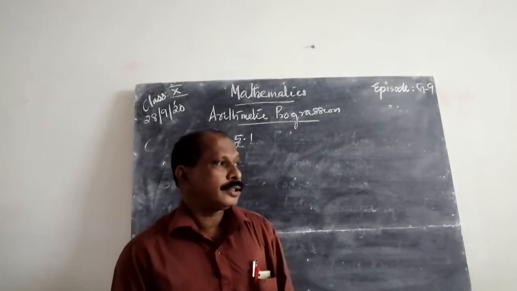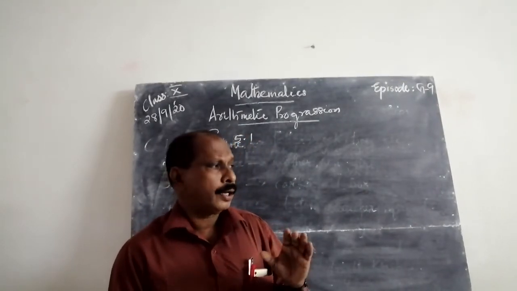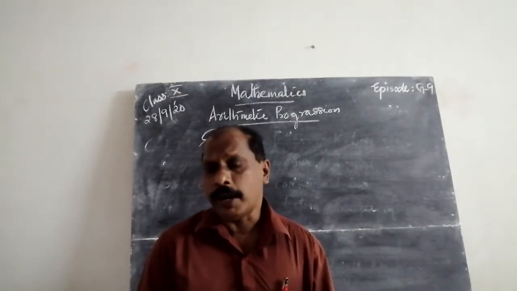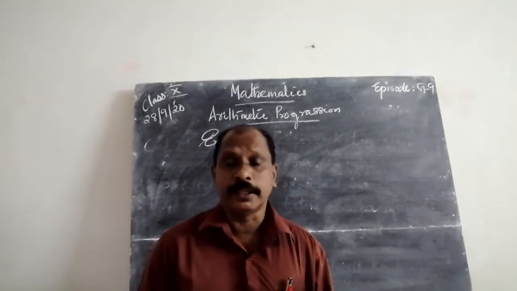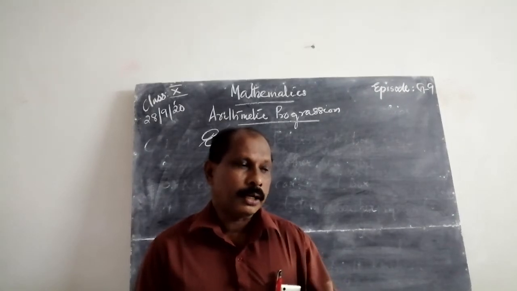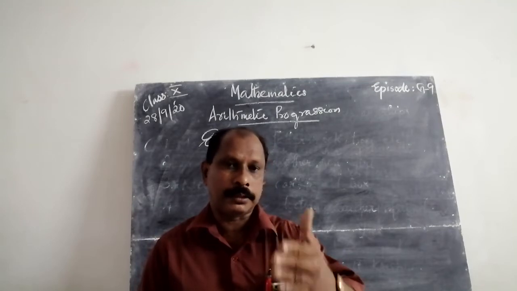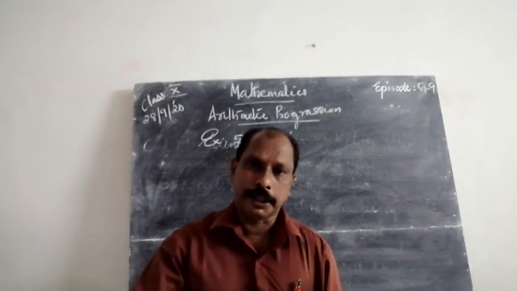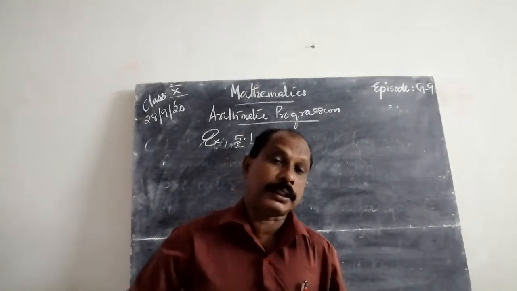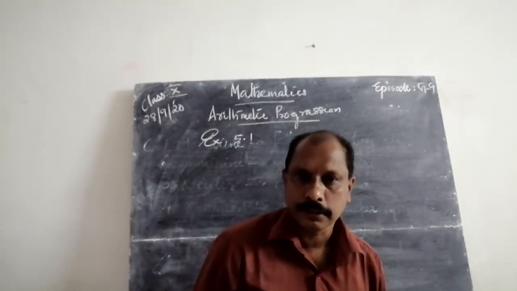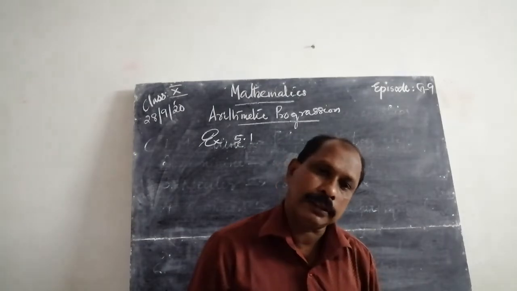Interest means, for example, there is a principal value P, that is 2000 rupees, with 5% interest. Simple interest I is equal to PNR. Therefore, P is 2000, N is equal to 1, R is 10%, that is 10 by 100. We get an answer, therefore it is the second term. Then again we add that to the second term. Therefore, in each term the simple interest is always common. Therefore, it is an arithmetic progression.